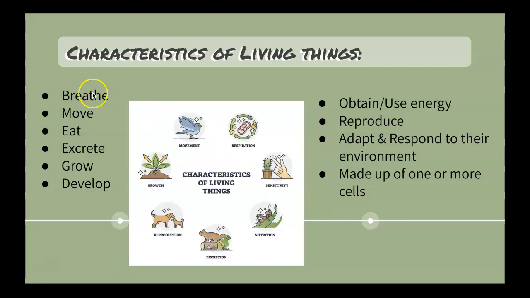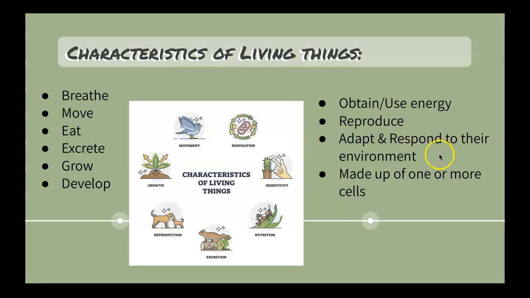We breathe. We move, like run, jump, kick, jump rope. We eat, like cheeseburgers, ice cream, bananas. We excrete, which means use the bathroom, because first graders might not know what the word excrete means. We grow, right? We're not the same height and size as we were when we were 2 years old compared to now. We develop, again, our facial features, our hair, everything, different from when we were 5 to now. We obtain and use energy every day. We reproduce, means have children like mom and dad had them.